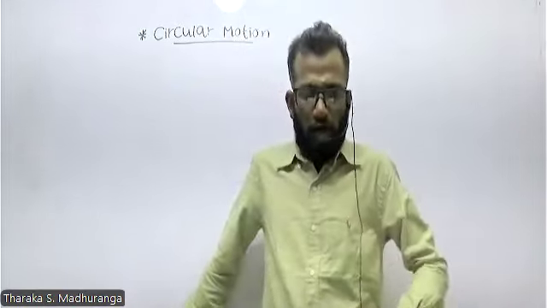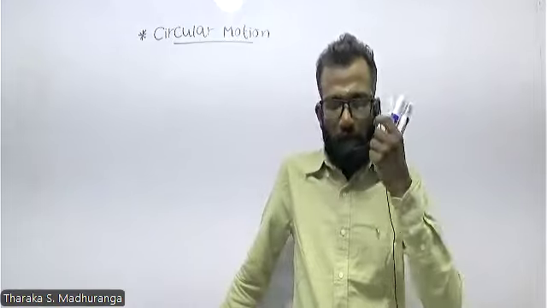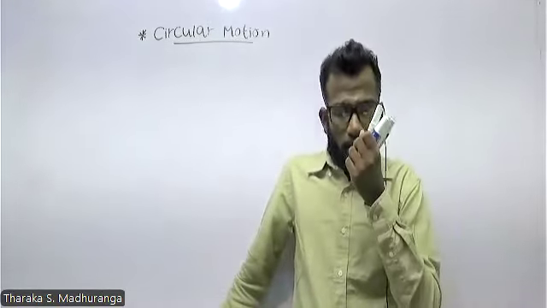The rotational axis is outside of the rotating object. That's the meaning of circular motion.